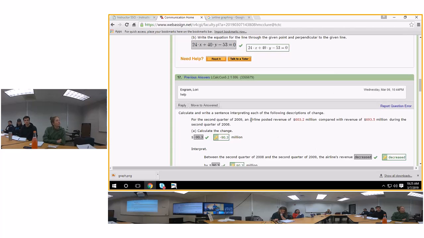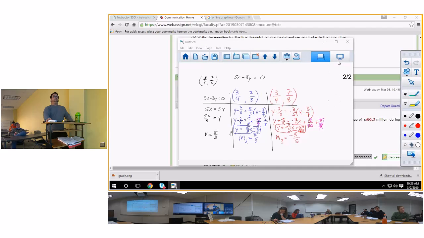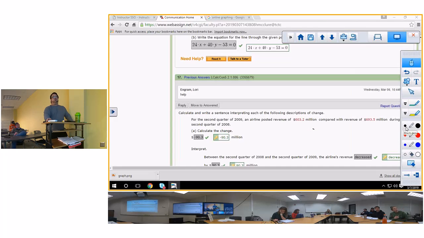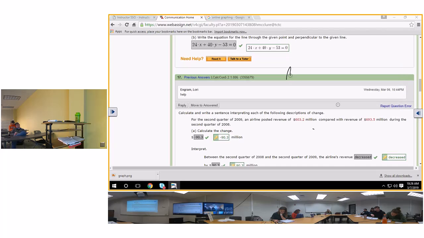Okay, calculate and write a sentence interpreting the following. For the second quarter, an airline posted a revenue of $603 million compared to the revenue of $609 during the second quarter. All right, this is a very good question because it is really, really easy. But a lot of people don't know how to do it because they've never been taught. And the way you do it, new minus old over old. Write that down. I don't know if you see it in any book. That's just something I've always taught. New minus old over old.